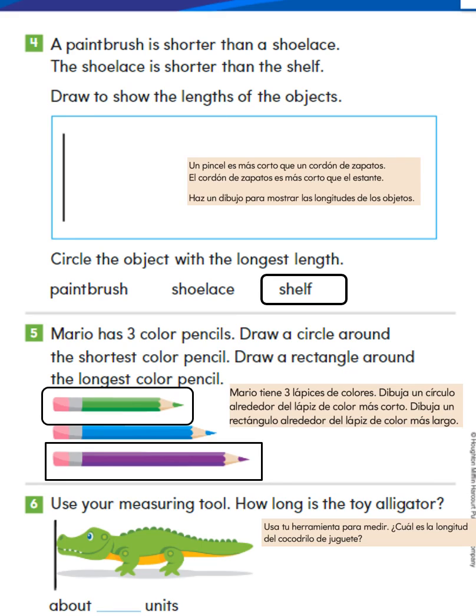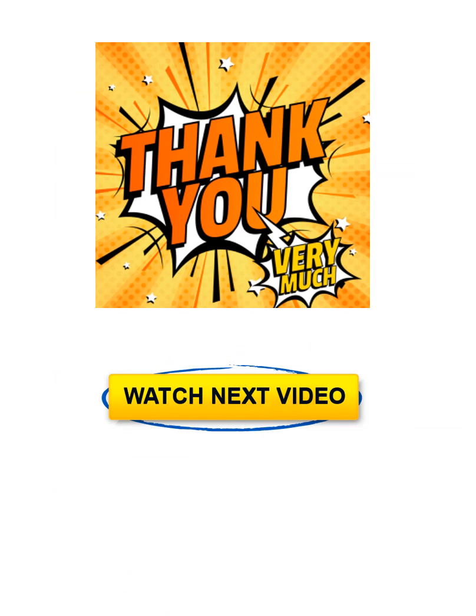And last but not least, number 6. Let's use a measuring tool. How long is the toy alligator? Usa una herramienta para medir. ¿Cuál es la longitud del cocodrilo de juguete? I'm going to draw cubes. Can you draw cubes along with me at home? 1, 2, 3, 4, 5, 6. It is about 6 units long.